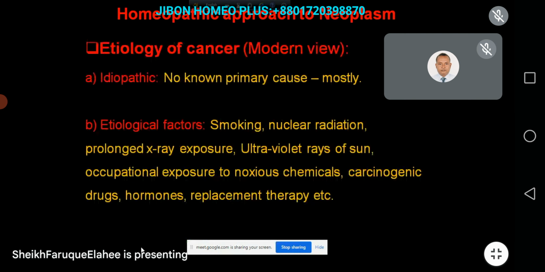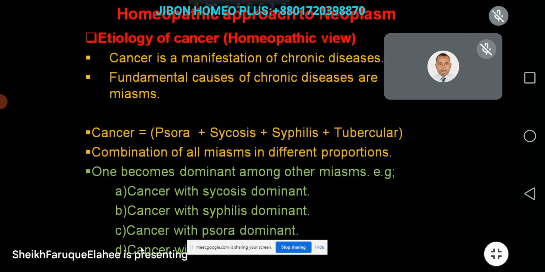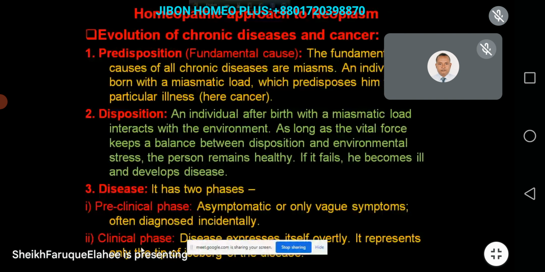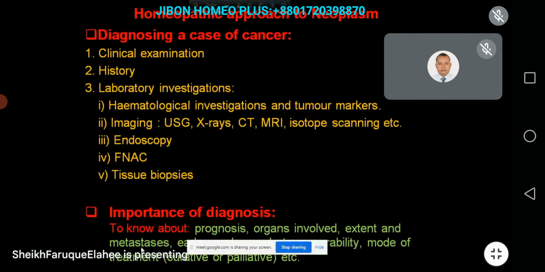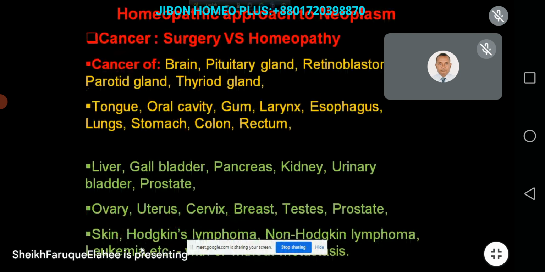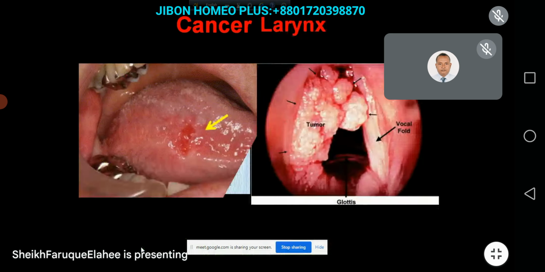So next day, inshallah, we'll go for etiology of cancer, then evolution of chronic disease and cancer, and how to diagnose a case of cancer, then importance of diagnosis of cancer, then various cancer of various organs. All the organs from head to foot we'll discuss, and we'll try to pinpoint what we can do as a treatment.